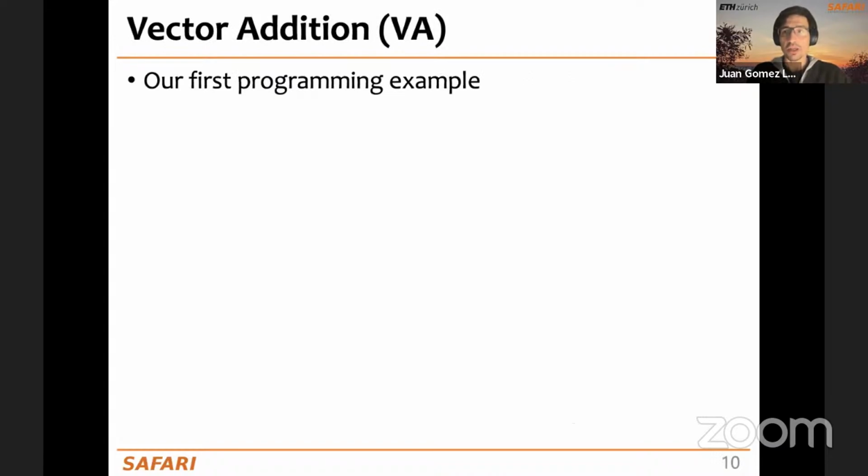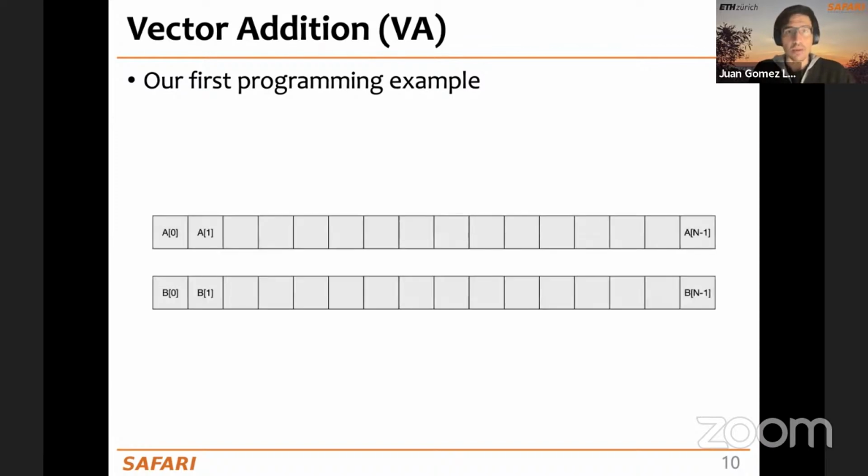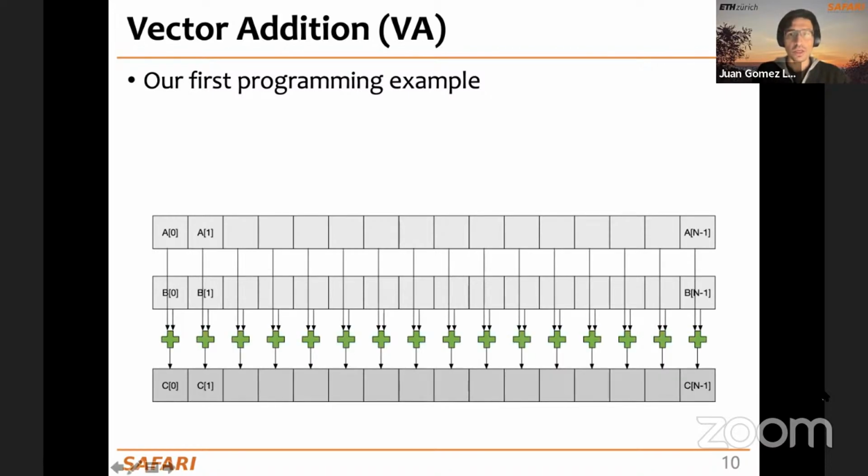So our first programming example is a very simple one, an easily parallelizable, very regular computation that is the vector addition. As for sure you all know, vector addition is as simple as performing the element-wise addition of two input arrays. So we have two input arrays, A and B, and we add the elements from A and B one by one and store the results in an output array C.